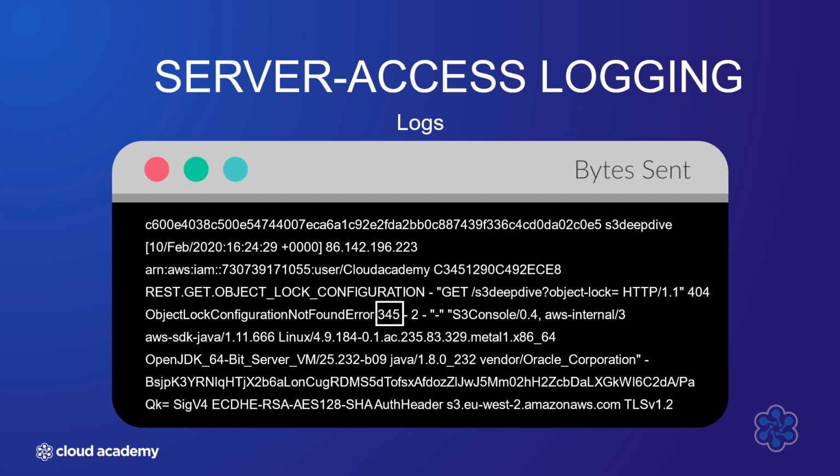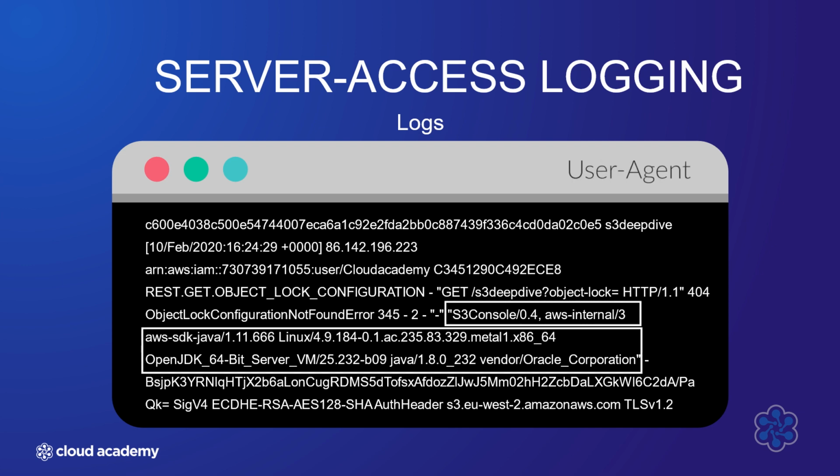Bytes sent, the number of bytes sent as a response. Object size, which is the size of the object in question in the request. Total time, measured in milliseconds. It represents how long the request took from receiving the request to the last byte of sending a response. Turnaround time, this shows how long it took S3 to process the request. Referrer, this value is taken from the HTTP referrer header. However, in this case, there was none present, and so a hyphen is represented as the value.